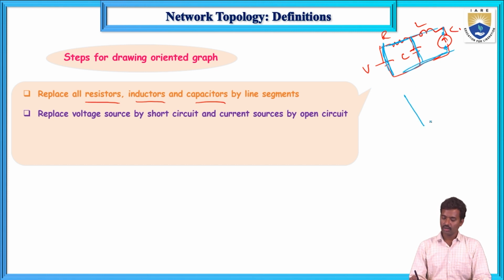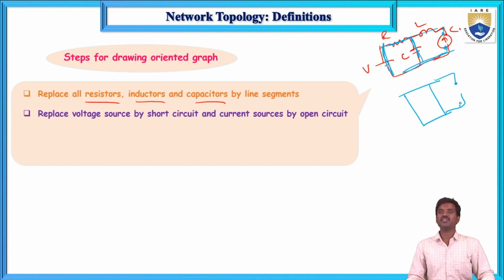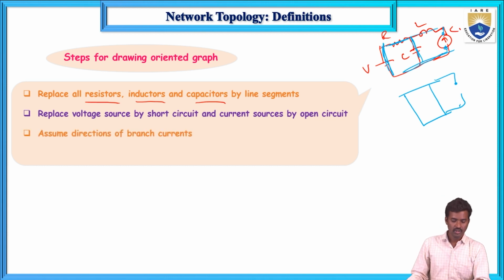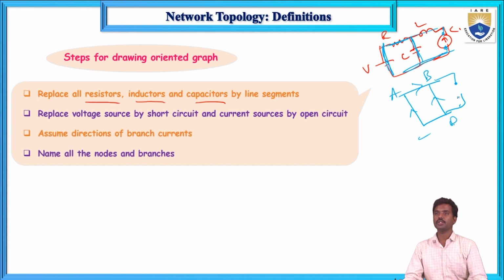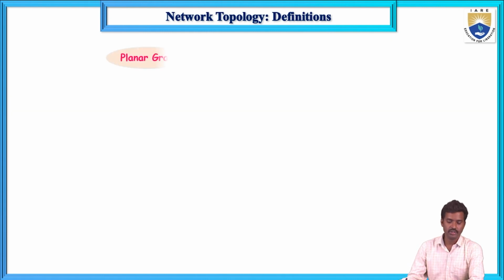Now, if you draw the graph, it is replaced by this one graph. Now, assume the directions. Give the directions. Name all the nodes A, B, C, and D. So this is an open circuit. Now, in this way, we can assume.